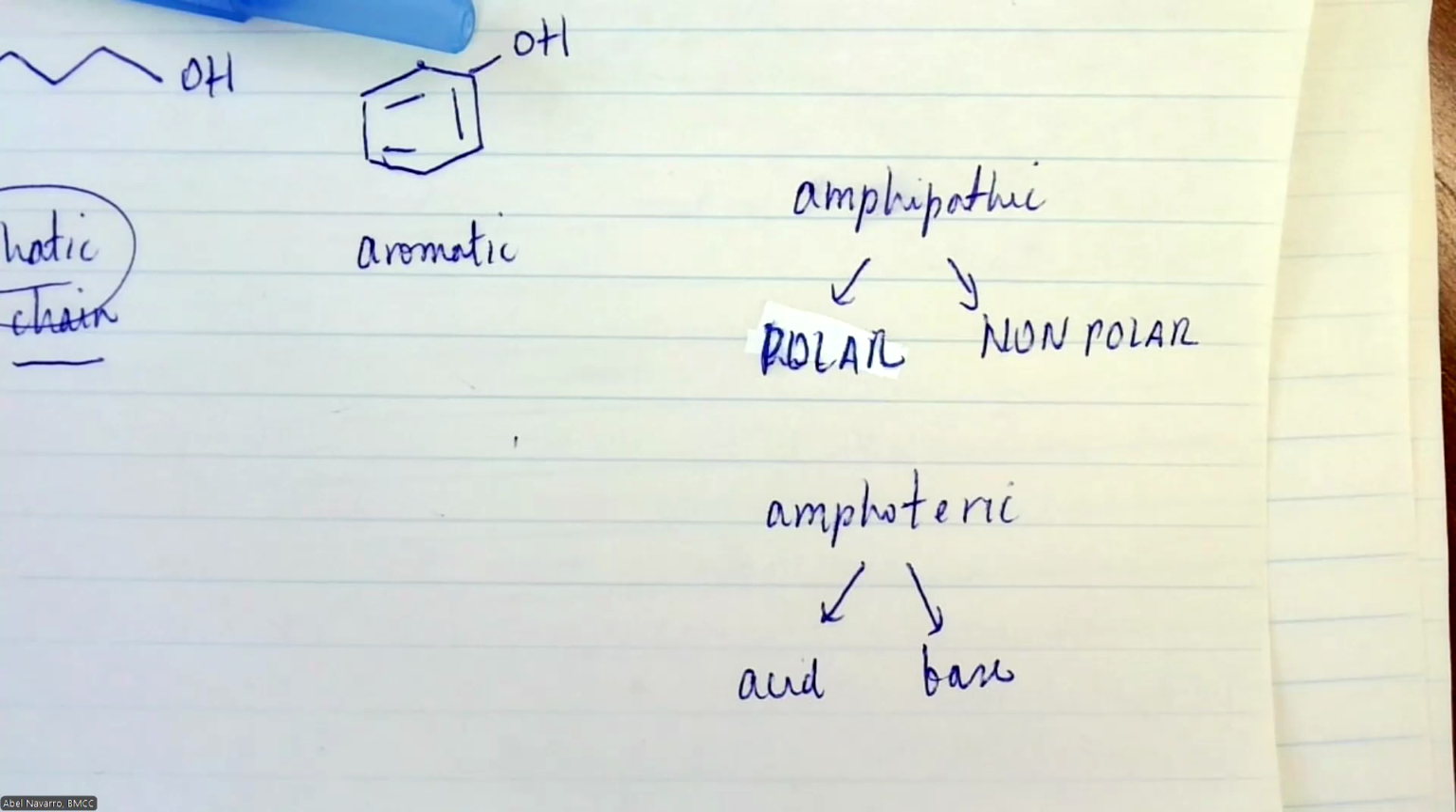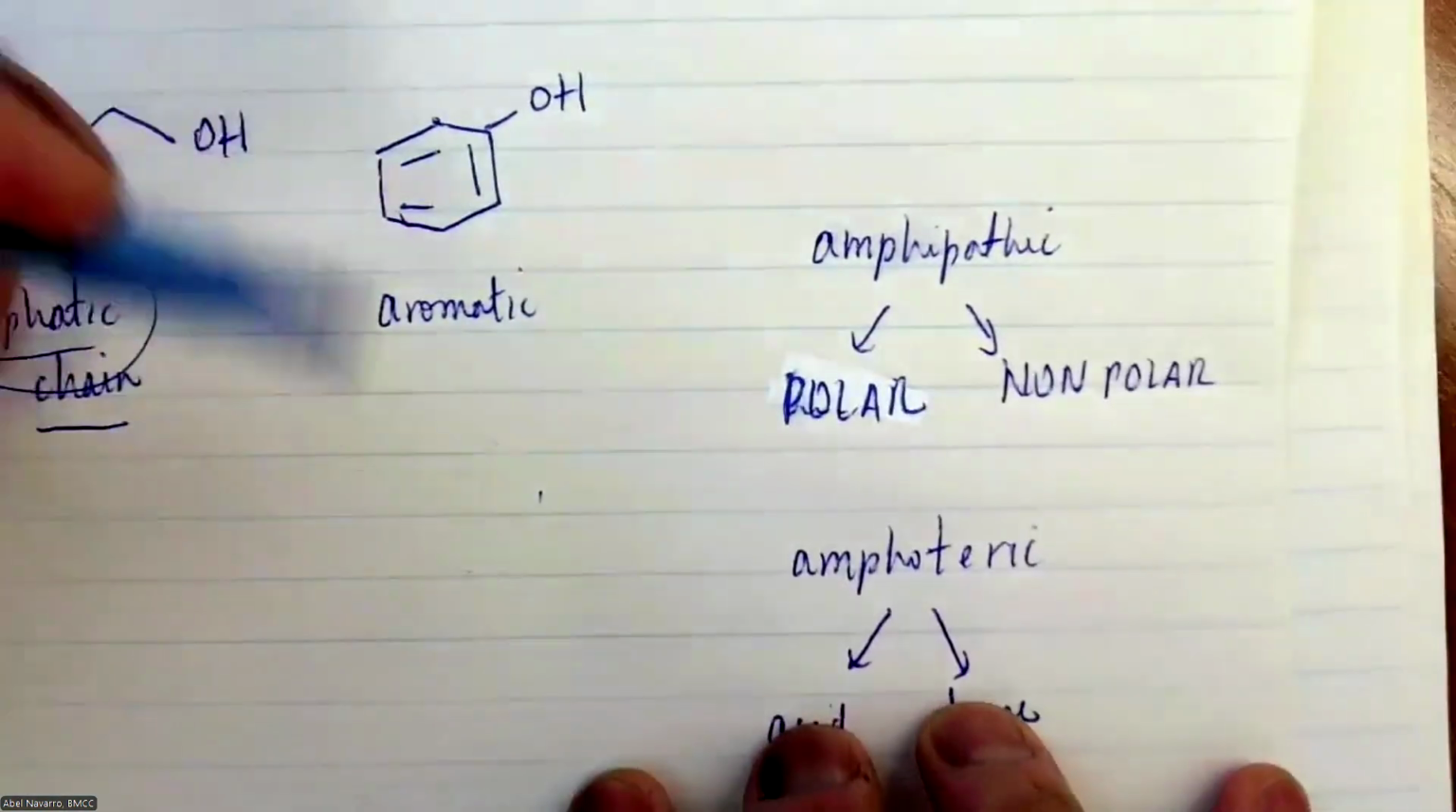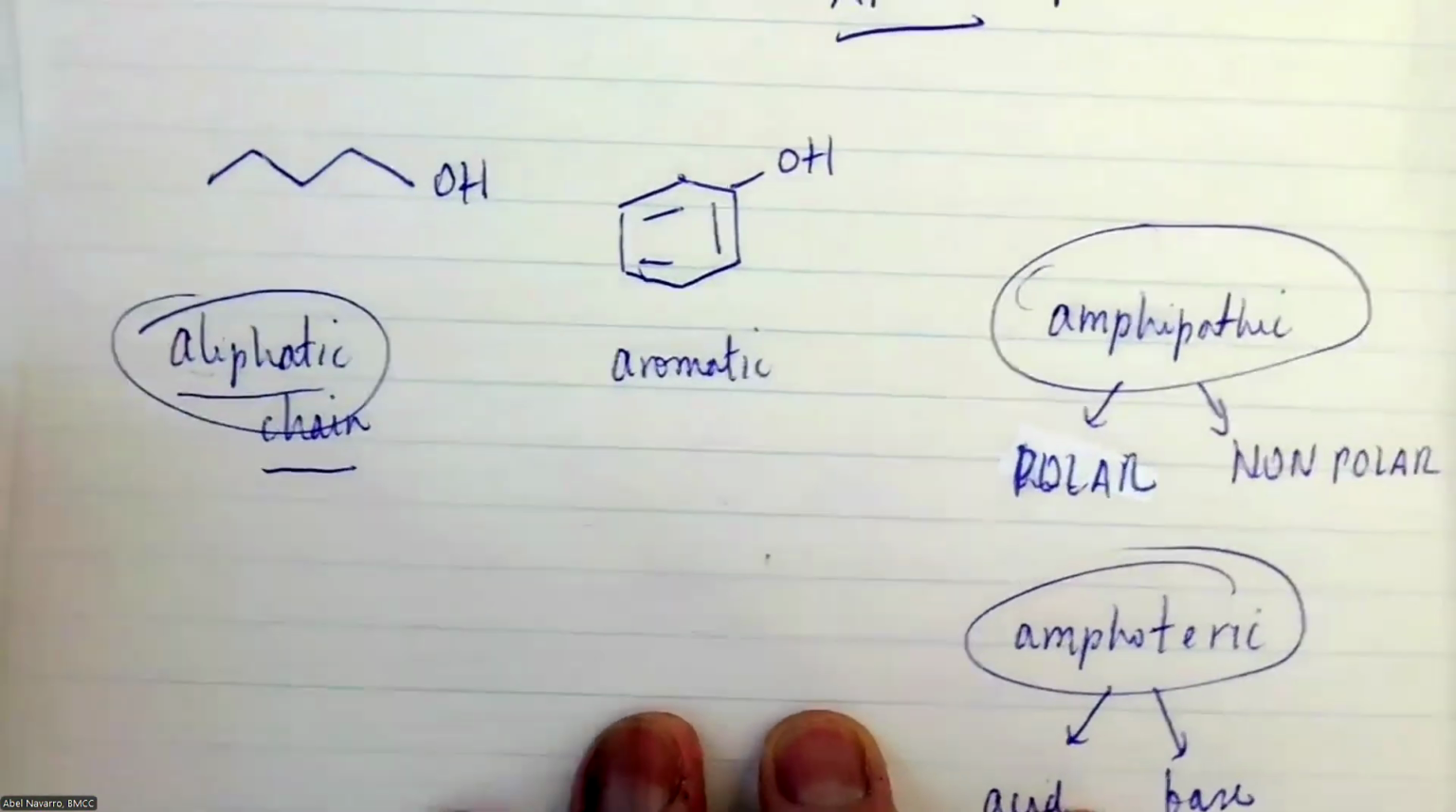So we learned before that water can behave as an acid and also as a base. So that would be the definition for amphoteric. Okay, so those are terminologies that we will be using a lot: amphipathic, amphoteric, aliphatic, and aromatic.